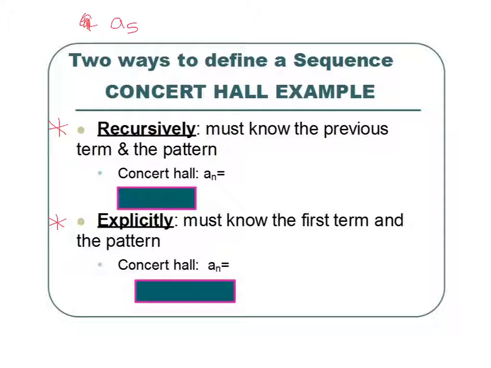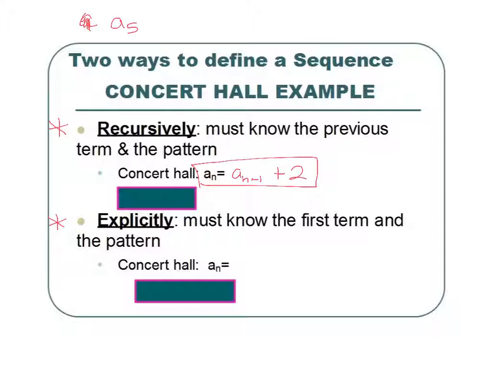So looking at this concert hall formula, or this definition we're going to write, a sub n would be equal to the previous term. Since it's not a number, you have to think, what would you call it? Well, it would be a sub n minus 1. That would be the previous term. And then you have to know the pattern. The pattern for the concert hall was that each row had 2 more. So we would take the previous number and we would add 2. So that's the formula that we use right there.